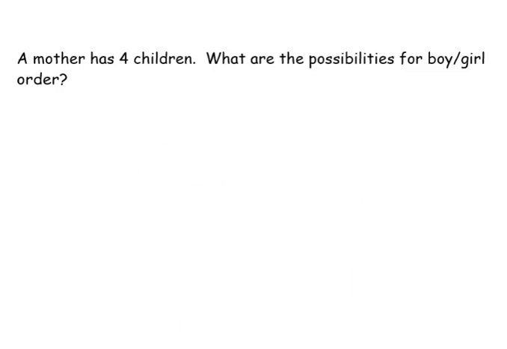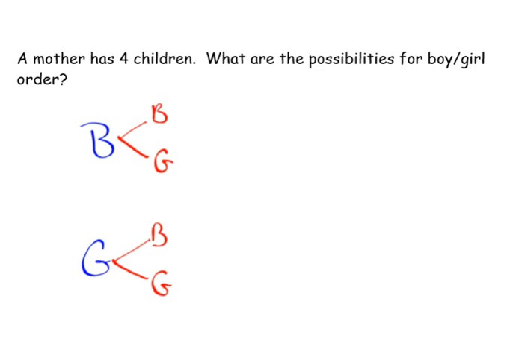Okay, this one says, a mother has 4 children. What are all the possibilities for a boy-girl order? This is one that's also good for drawing a tree diagram. We have that first child, and that first child could be a boy or a girl. Then the second child could also be a boy or a girl. So you could have boy-boy or boy-girl. You could have girl-boy or girl-girl.